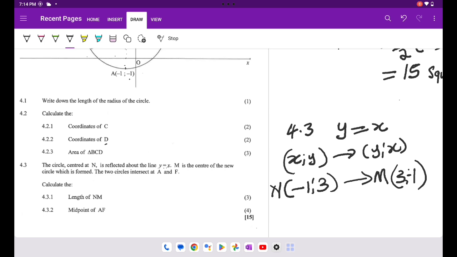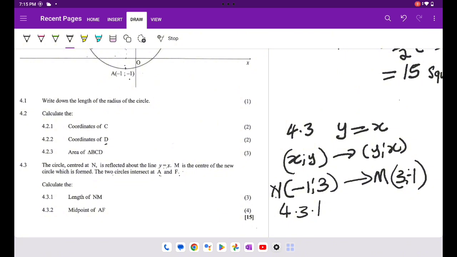Now, they continue that the two circles intersect at A and F. Right, so it means after the reflection, they intersect at these two points. Okay, let's go straight to the question. Number 4.3.1. Calculate the length of NM.